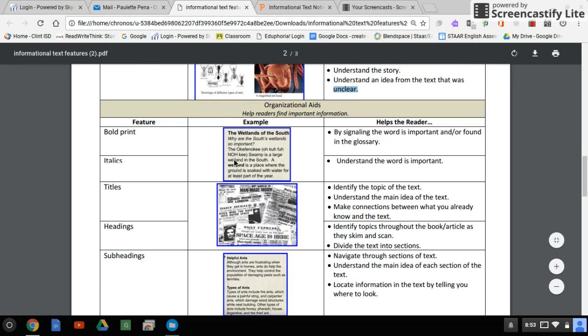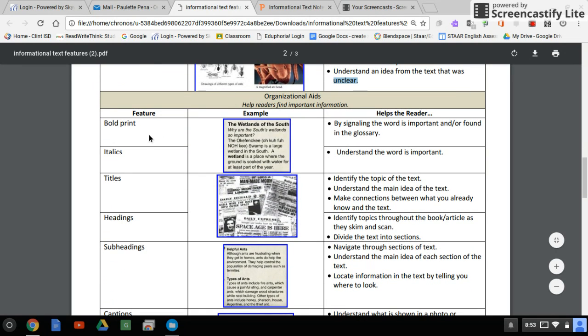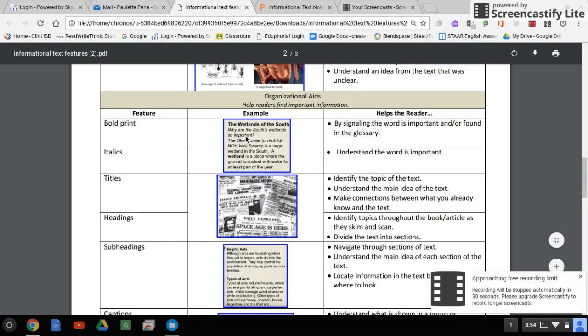The next one is organizational aids. Bold print. Example, the wetlands of the South helps the reader by signaling the word is important and or found in the glossary. Signaling word is important. Bold print. Understand the word is important. Again, word is important. Anytime the word is darkened and it's in a darker black color, that means bold. It's bolded print. Italics is pretty much the same, but it's when the words are moved to the side. They're italicized. So if you can tell how they're slanted to the right, that is italicized.